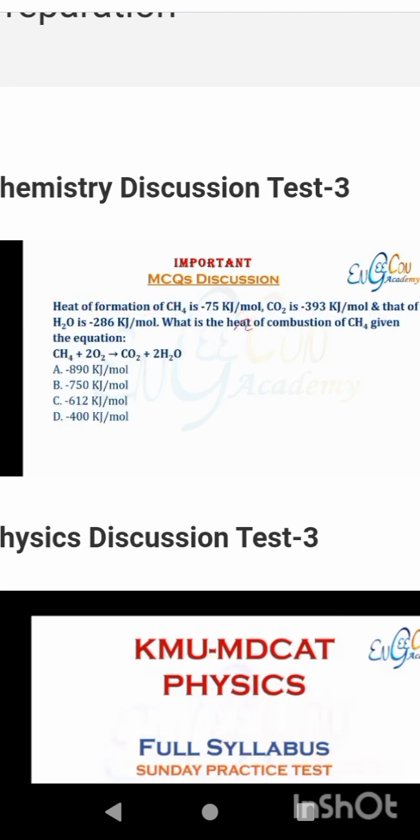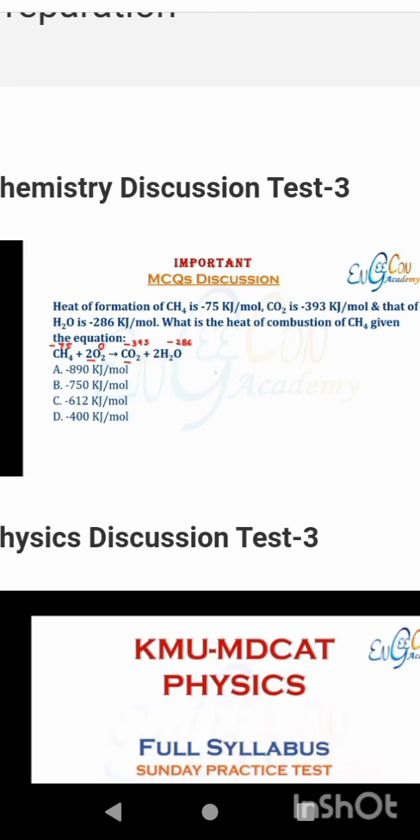Heat of formation of CH4 is minus 75. O2 is a pure element, so its heat of formation would be 0. CO2 is minus 393 and H2O is minus 286. So what is the heat of combustion?